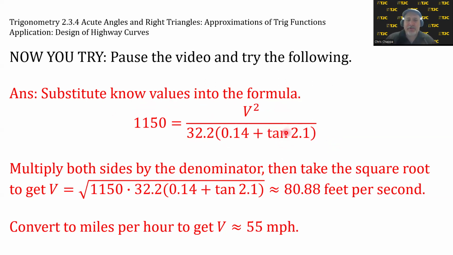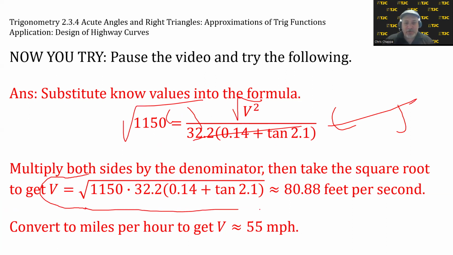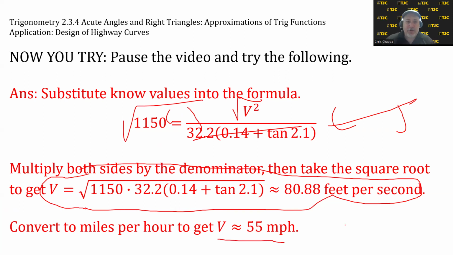Instead, I would put the calculator down and do some algebra moves, particularly to solve for v squared, you could multiply both sides by the denominator. If I wrote the denominator here and here, then it would cancel out and it would leave me v squared equals, and then take the square root of both sides. Then it would leave me v equals the square root of this expression, which ends up being about 80.88 feet per second. And if you convert that back to miles per hour, you get 55 miles per hour.